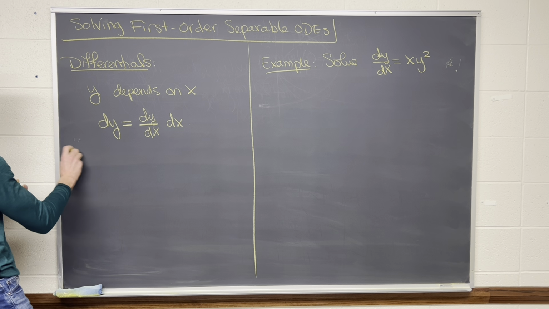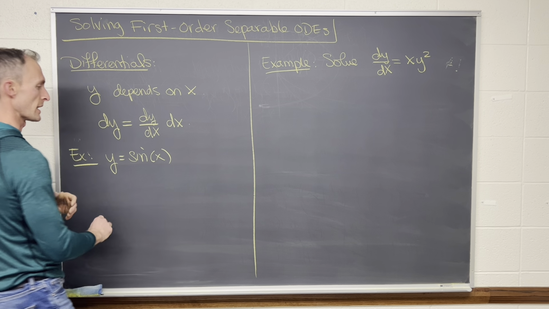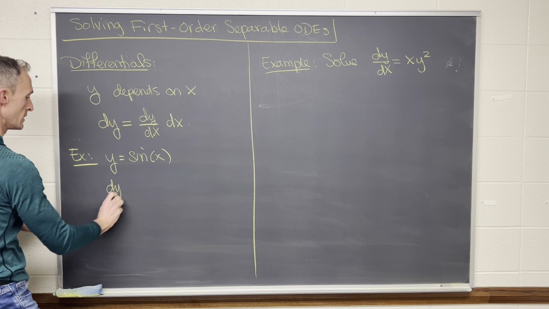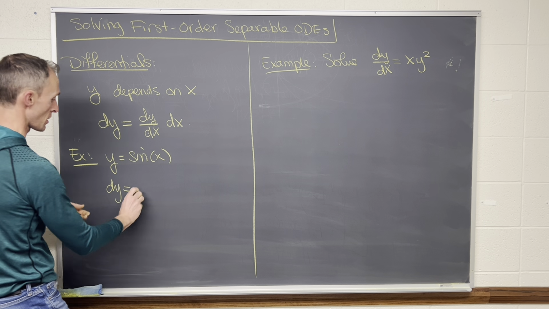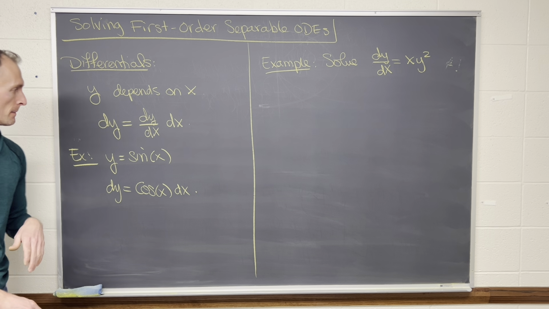So as a silly example, if y is equal to sine of x, and I say, what's the differential of y? Well, then I'd say dy is, okay, what's the derivative of sine? That's cosine, and then I just put a dx on the back end of that, okay?